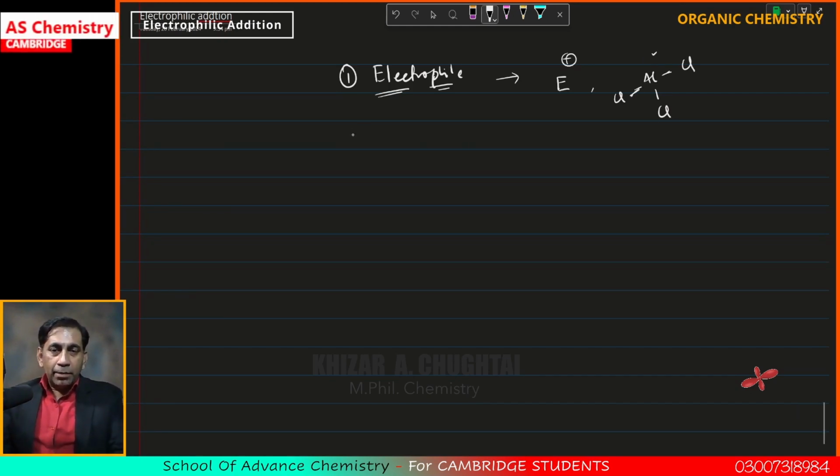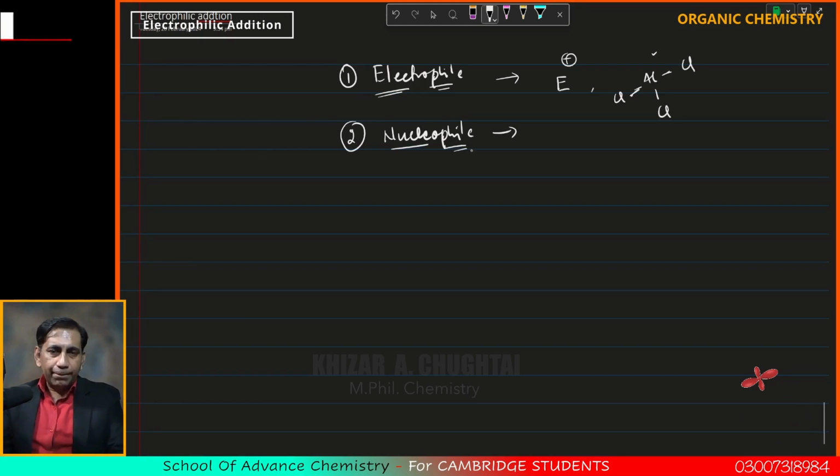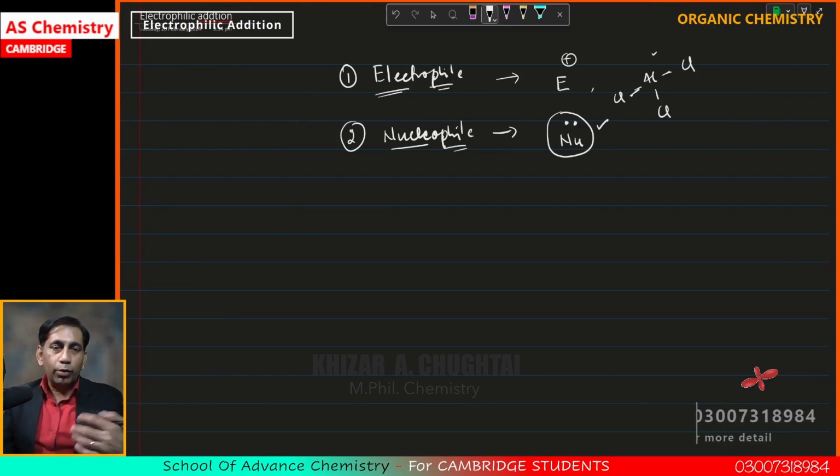In contrast to the electrophile, there is another term, nucleophile. What is a nucleophile? That is nucleus lover. Nu is the notation of nucleophile. So any species that has at least one lone pair, and that can donate the lone pair of electrons, is said to be a nucleophile.